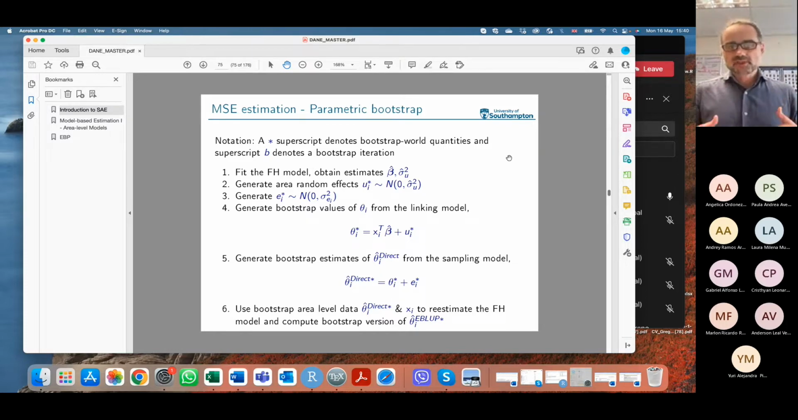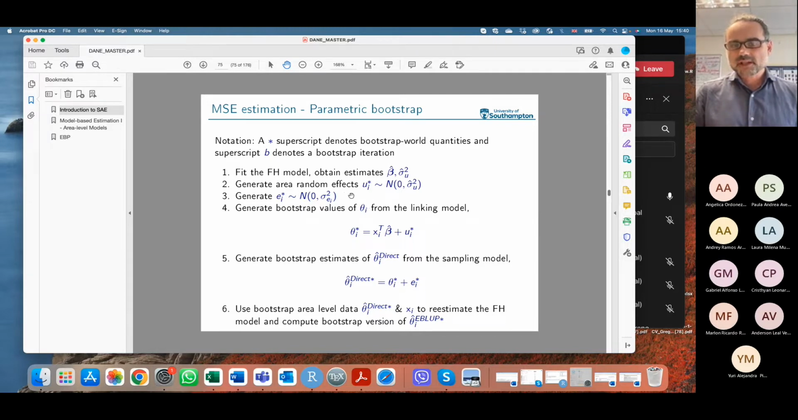The process starts by fitting the Fay-Herriot model to my survey data, and using whatever other information I have. Under that process, I get estimates of beta hat and sigma u square hat. So what I do now is generate bootstrap quantities.